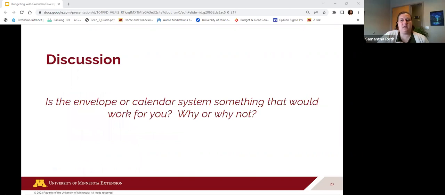So thinking about, we did a very quick overview of our envelope system as well as the calendar system. And I don't remember if anybody actually said that these were systems they were using already or not. But just with those overviews, would one of these systems work for you, and why or why not? Stacy says she already uses both. Yep, the envelope system works great for groceries.